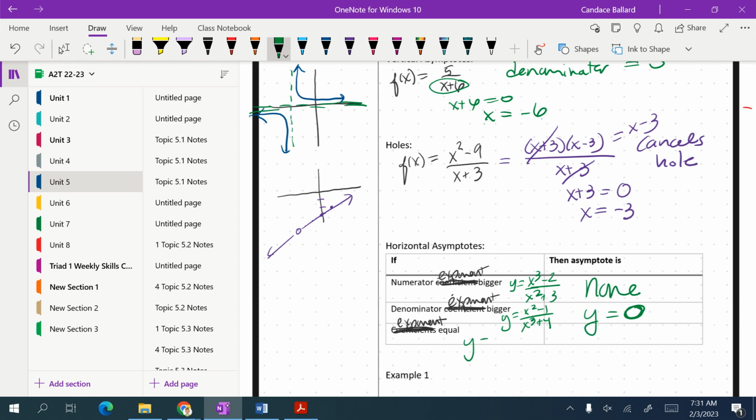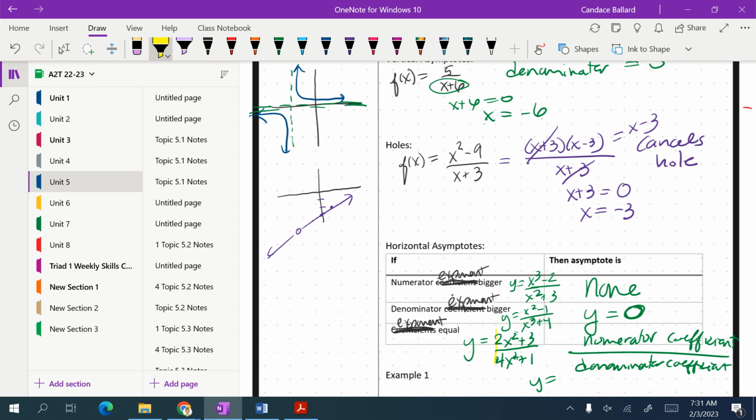And if the exponents are equal, y equals 2x squared plus 3 over 4x squared plus 1. So the exponents are the same on the highest exponent. Then we know that it's the numerator coefficient over the denominator coefficient. So in this case, it would be y equals 2 over 4, and of course, we would reduce that to 1/2. So our horizontal asymptote in that case would be 1/2.